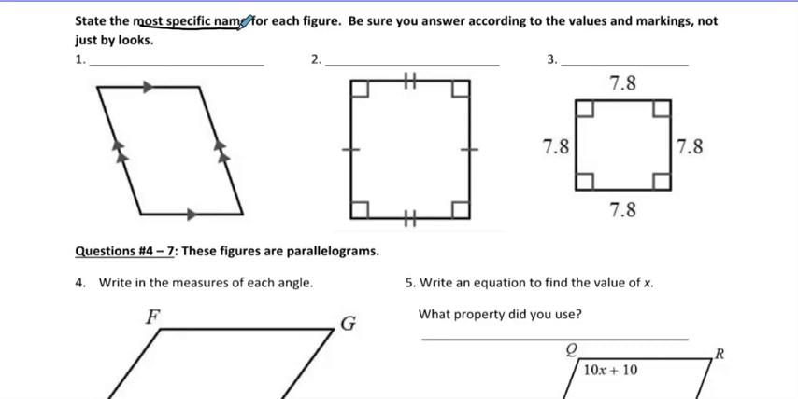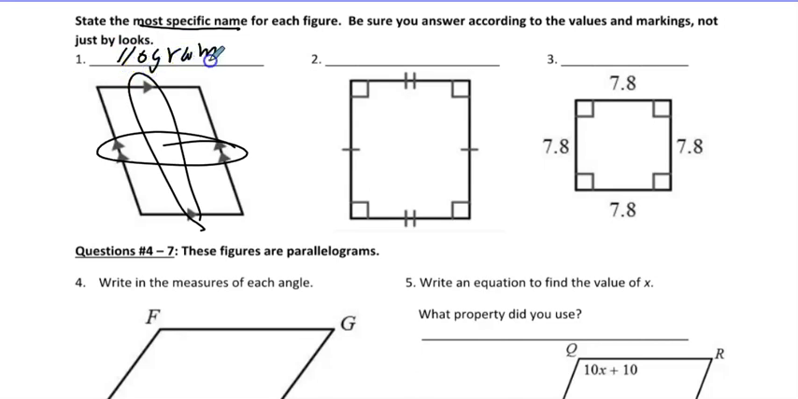So what do we have here? We have those two sides parallel, those two sides parallel. We don't know anything about the measurements or the angles, so all we know is it's a parallelogram. That's the most specific name we can give it.